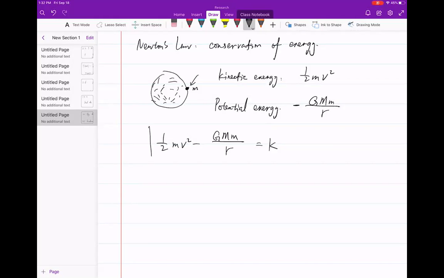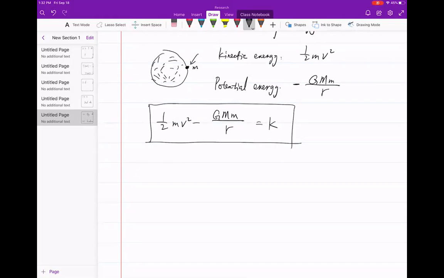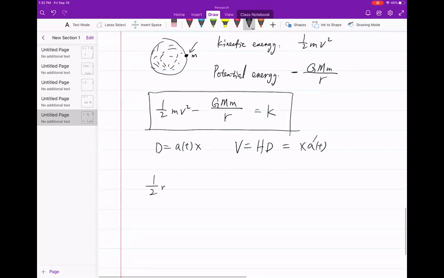All right. That's the equation. Now let's try to put A in. Remember, D is a(t)x, and your V is Hd, which is x a prime. That's the two things you know. Therefore, automatically you can have this. That's 1/2 mv squared, minus G, that's a constant, M, your R is nothing but the distance from here to here. That's your D, that's xa, equals K. Now you divide this m on both sides. That becomes K over m, which is another constant. Let's still call it K.